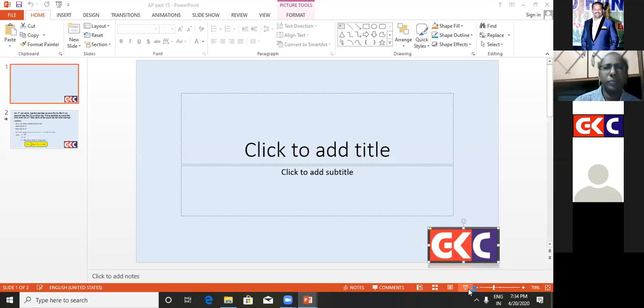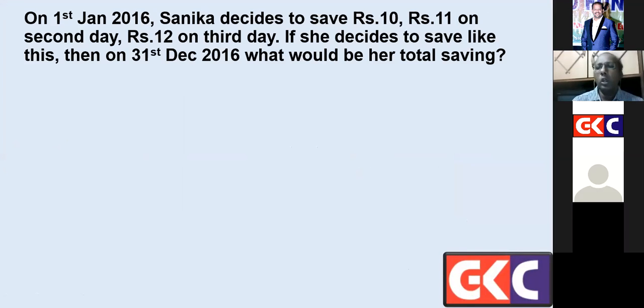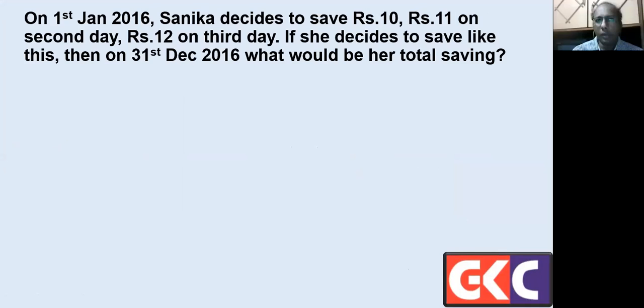So now, as far as things are concerned, in today's session, as I told you, we will be just dealing with those word problems where we have to understand how to solve the sum. Like you can see a sum on the screen. On 1st Jan 2016, Sanika decides to save rupees 10, rupees 11 on second day, rupees 12 on third day, and so on. If she decides to save like this, then on 31st December 2016, what would be her total saving?